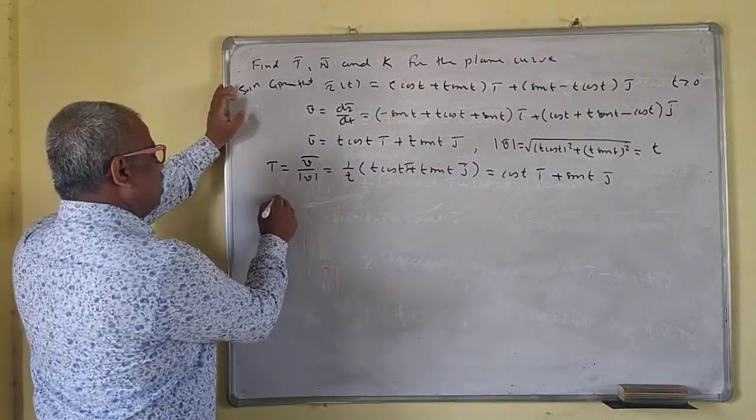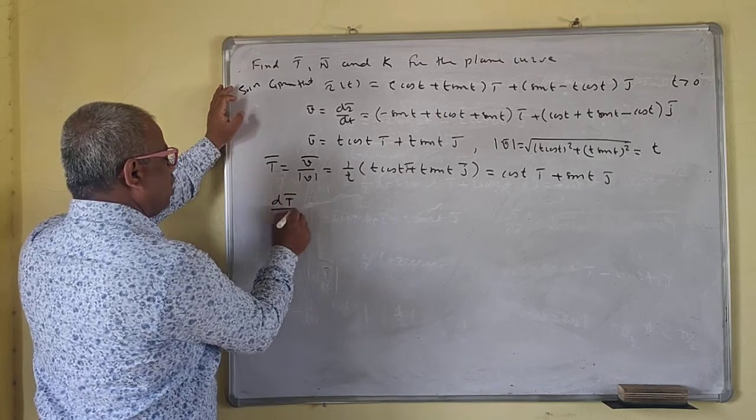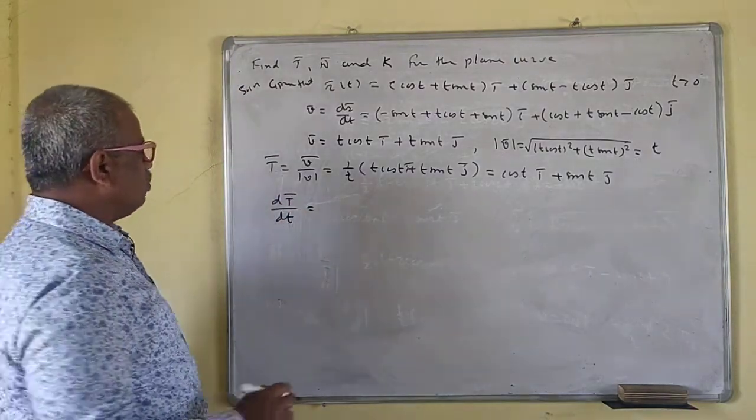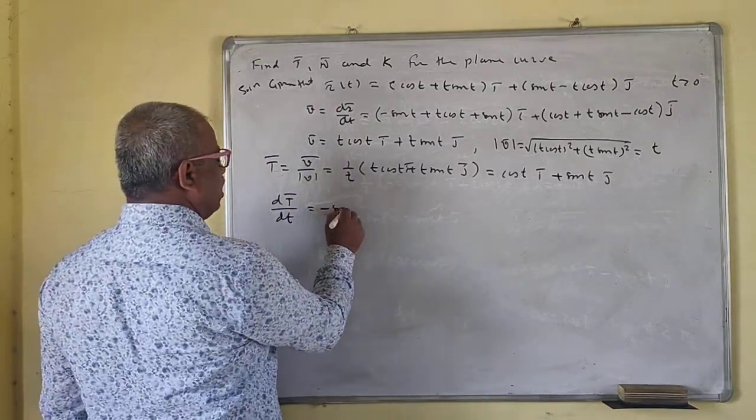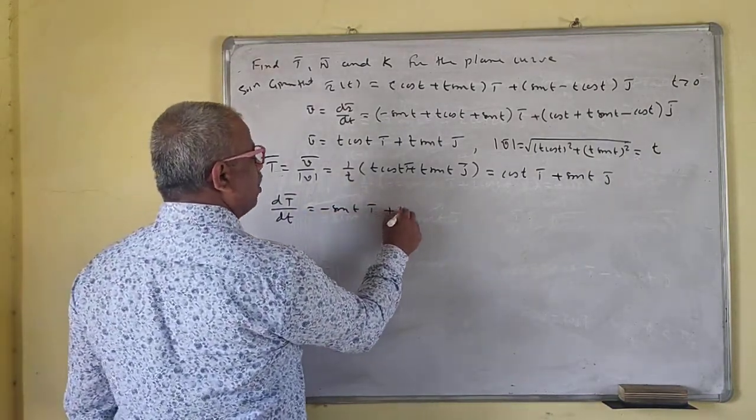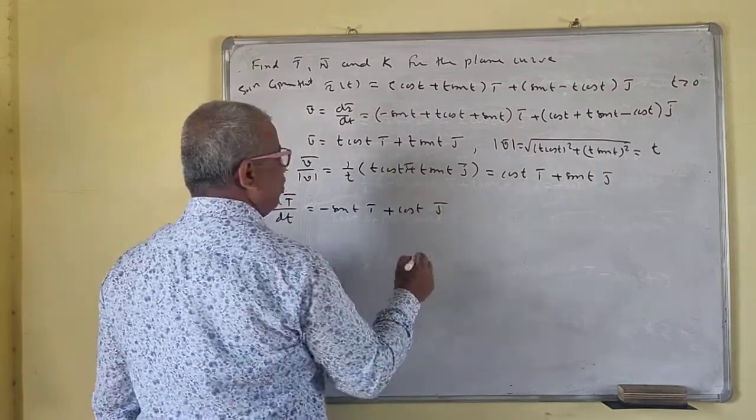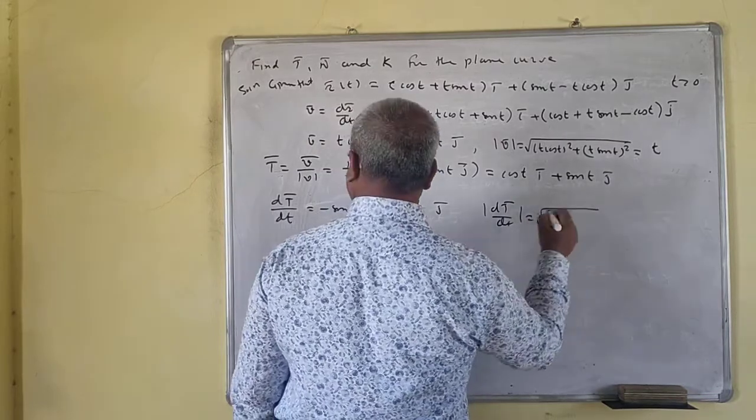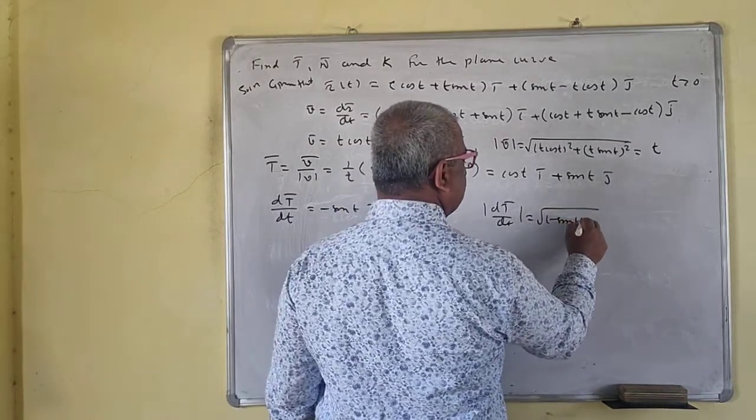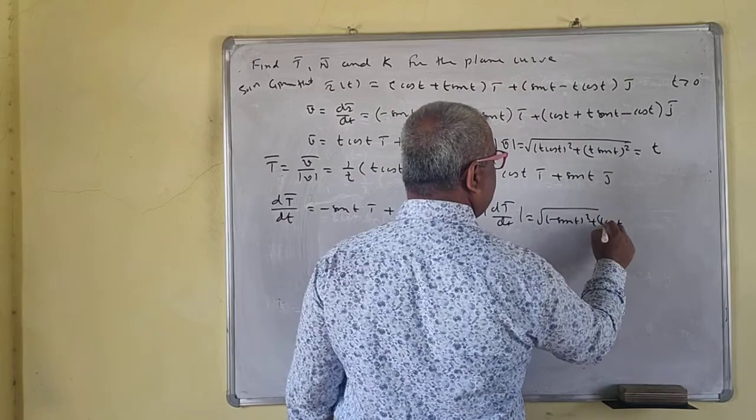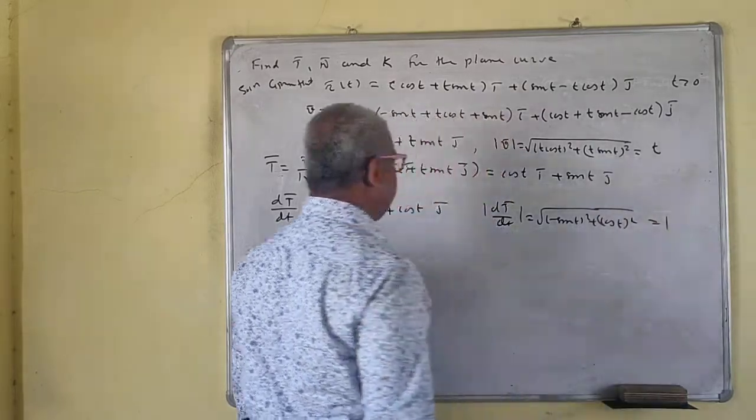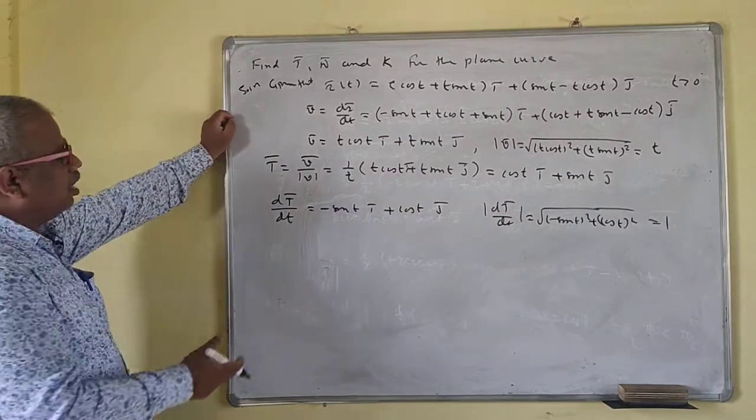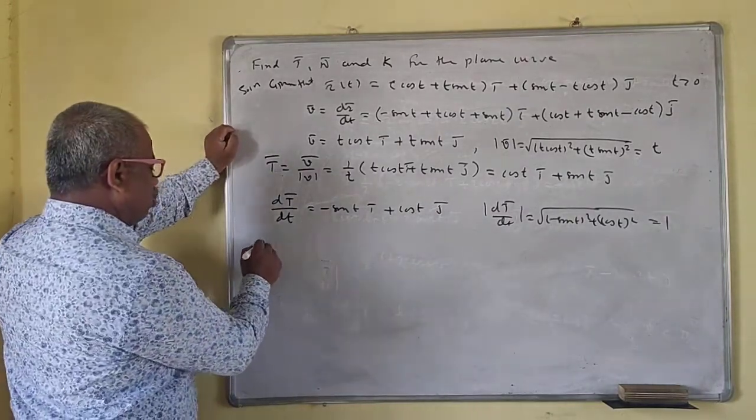Now dt bar by dt, this is t bar. Don't forget to write dt bar also, because this is a vector. So this is minus sin t i bar plus cos t j bar. Now we'll find mod of dt bar by dt. So this is root of minus sin t square plus cos t square. So this is 1. Now we are ready to find all the things, curvature and n bar, that is the normal vector.